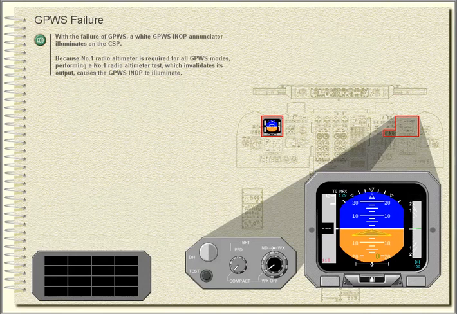GPWS failure. With the failure of GPWS, a white GPWS inoperative annunciator illuminates on the central status panel. Because number 1 radio altimeter is required for all GPWS modes, performing a number 1 radio altimeter test, which invalidates its output, causes the GPWS inoperative to illuminate.